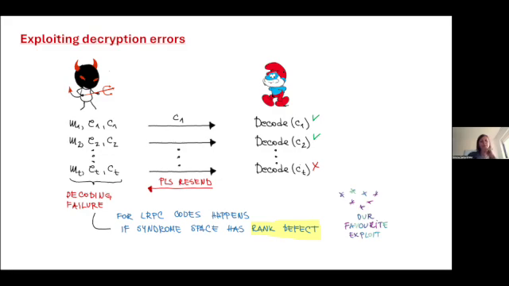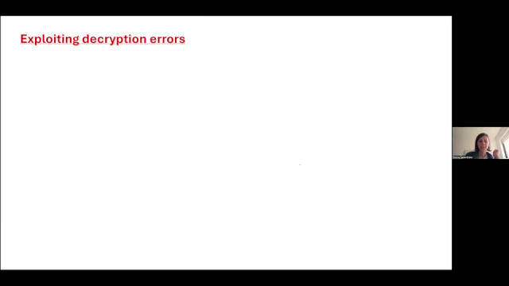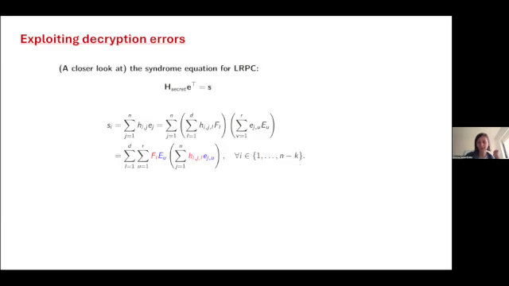We discovered that for our LRPC codes, this happens if the syndrome space has rank defect. This is what I mentioned previously about MinRank, and this is our favorite exploit. So how did we do this? Let's look at a syndrome equation for an LRPC code. A lot of symbols here, but the essence is to look at these spaces F and E that we had. We know that the code lives in a small subspace of dimension D, and the error lives in a small subspace of dimension R. And this is the equation that we get in the end.